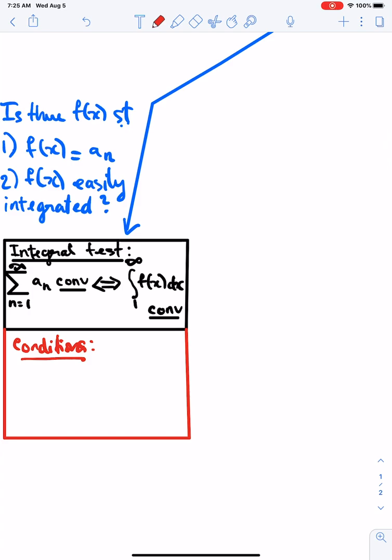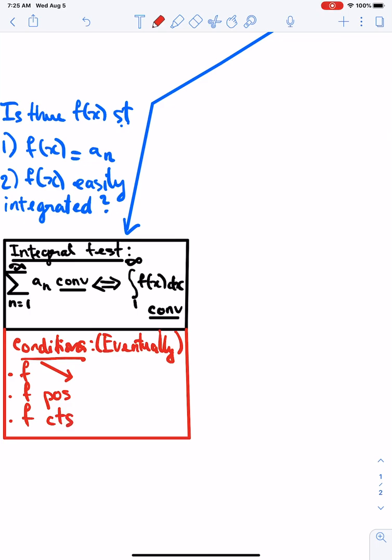Almost all of my cases have to be true eventually. Maybe I should put that there: eventually. So you want f to be decreasing, you want f to be positive, and you want f to be continuous.